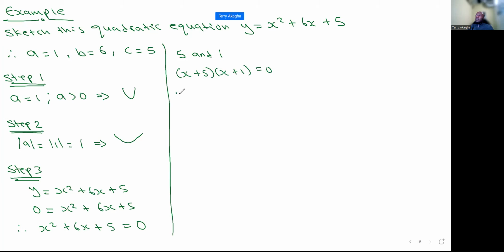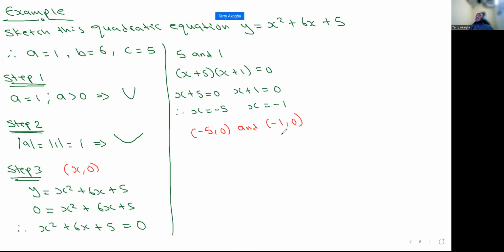Then it has to be x plus 5 is equal to 0, and x plus 1 is equal to 0. So therefore, x will be equal to minus 5, and x will be equal to minus 1. But remember, I told you the way you write x-intercept: at x-intercept, y is equal to 0. So x-intercept, we write it as x comma 0. That means the answer we have here, we're going to write as minus 5 comma 0 and minus 1 comma 0. Are you seeing that? Then the next part, we'll now go to step 4.